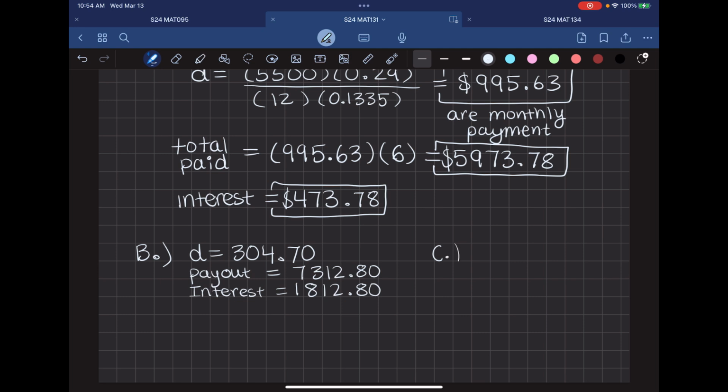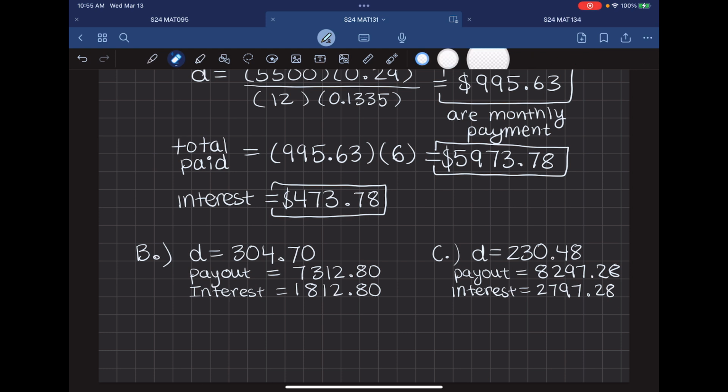And then part C, we have that our monthly payments would be $230.48, that our payout, or the total that we end up paying, is $8,297.28. And the interest is $2,797.28.